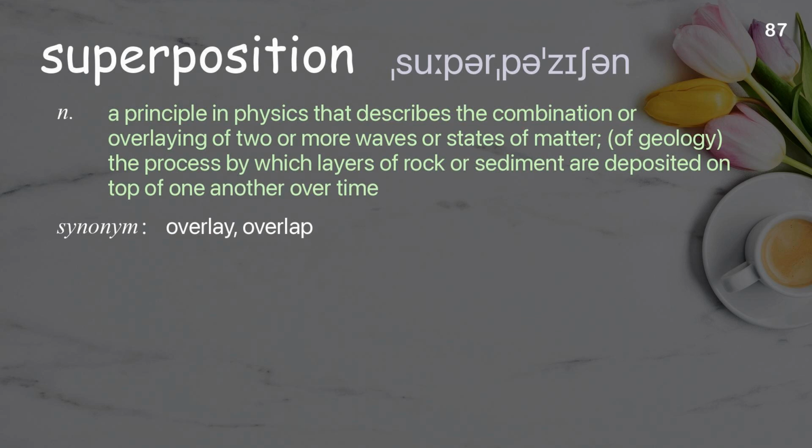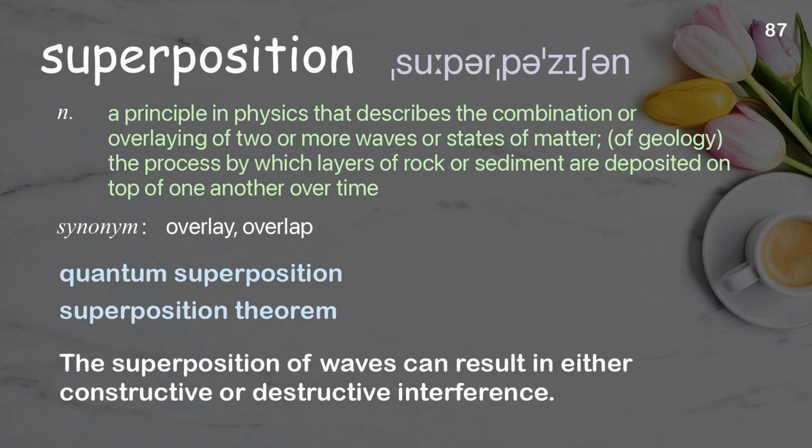Superposition. A principle in physics that describes the combination or overlaying of two or more waves or states of matter. In geology, the process by which layers of rock or sediment are deposited on top of one another over time. Examples: Quantum superposition. Superposition theorem. The superposition of waves can result in either constructive or destructive interference.